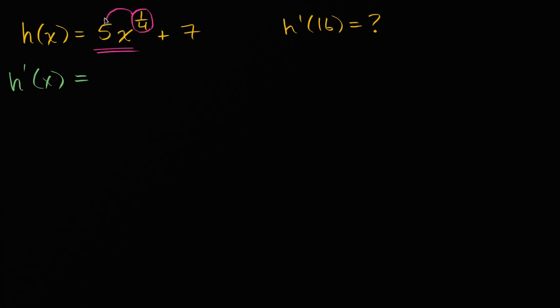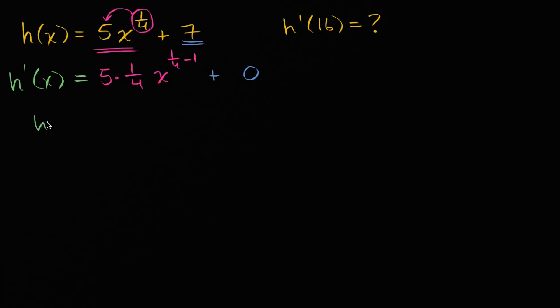So we can multiply the 1/4 times the coefficient. So you have 5 times 1/4 x to the 1/4 minus 1 power. That's the derivative of 5x to the 1/4 power. And then we have plus 7. Now, what's the derivative of 7 with respect to x? Well, 7 doesn't change with respect to x. The derivative of a constant, we've seen this multiple times, is just 0. So it's just plus 0. And now we just have to simplify this.